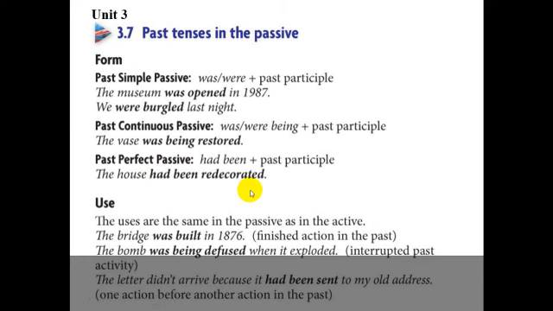Their uses are pretty much the same in the passive as in the active. The bridge was built in 1876, so this is a finished action in the past. Likewise, what is mentioned in these examples. The bomb was being defused when it exploded, an interrupted past activity. The letter didn't arrive because it had been sent to my old address. One action before another action in the past.